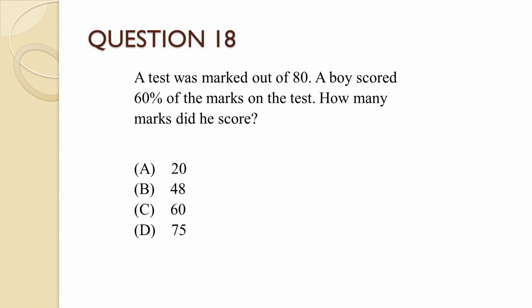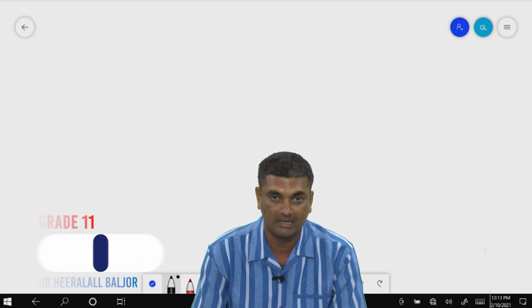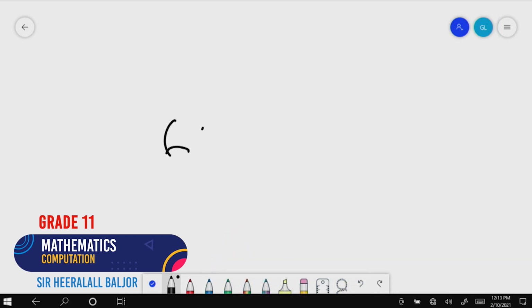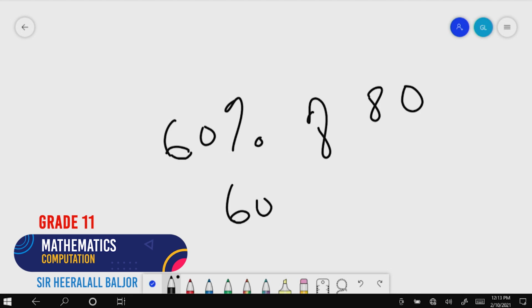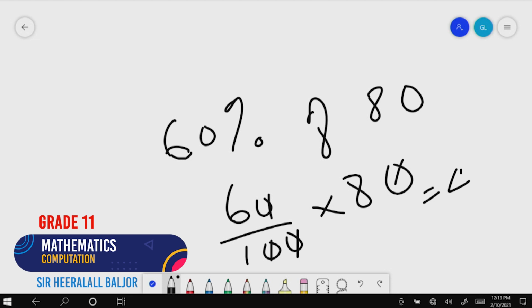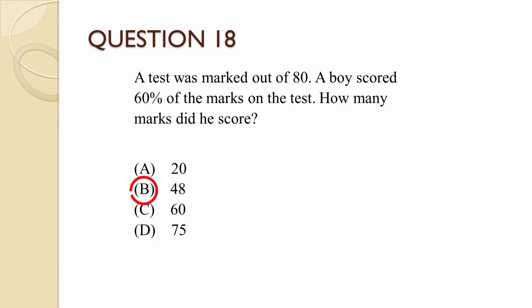A test was marked out of 80. A boy scored 60% of the marks on the test. How many marks did he score? Now this test was marked out of 80, but this boy got only 60% of the marks. So what is 60% of 80? It would have been 60 upon 100 times 80. This boy would have gotten 48 out of 80. So the solution for this question is B.